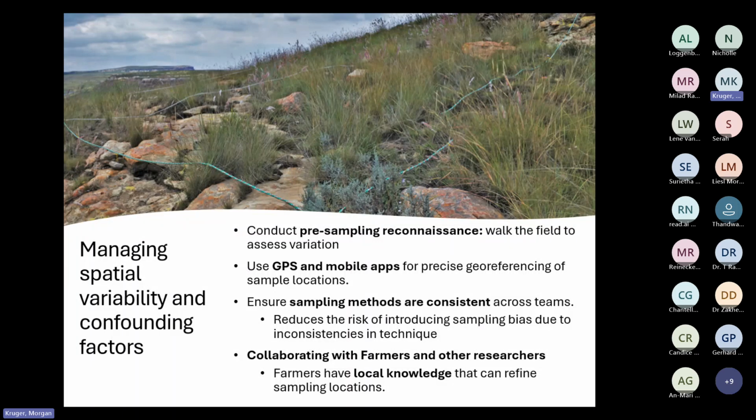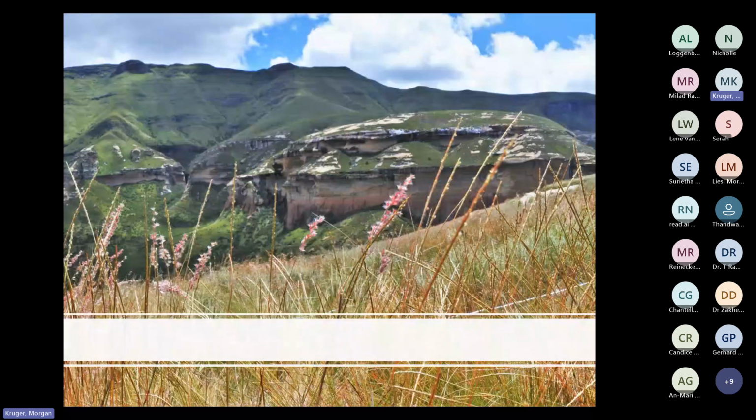And finally, we need clear communication with the people that we're working with. If you're working on farmlands, make sure that your communication with the farmers is clear so that everyone knows what's going on, and so that we know that everyone gets a mutual benefit from the research. And that's it. If there's any questions, I'm happy to take them.